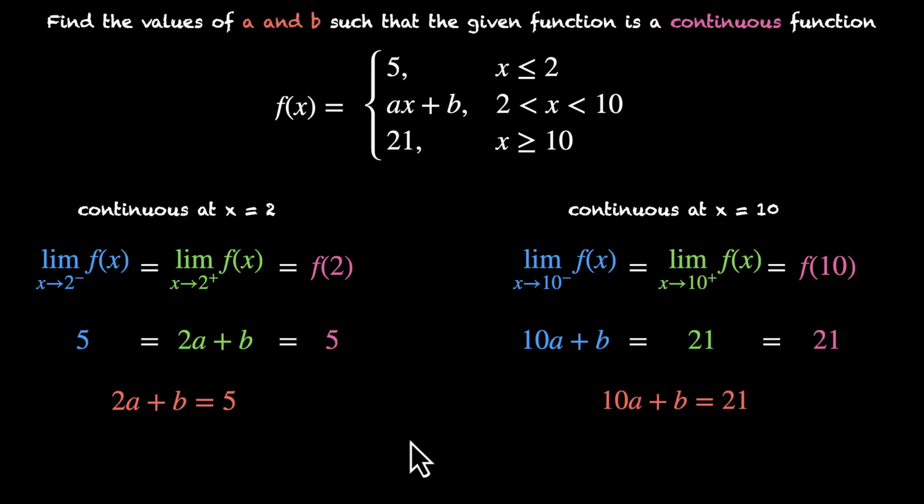So two equations, two variables, let's solve them. Subtracting one from the other, we'll get 8a equals 21 minus 5, that's 16. So 8a equals 16, divide this by 8, we get a equals 2. When a is 2, 2 times 2 is 4. Putting it here, we'll get 5 minus 4, that's 1. So b is equal to 1. So when a is 2 and b is 1, this function is continuous throughout. So our values are a equals 2 and b equals 1.